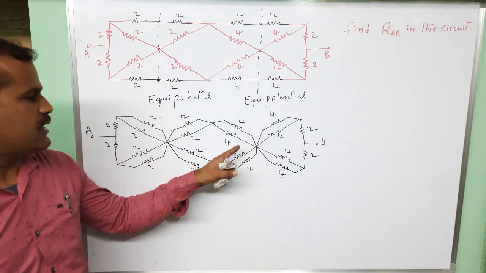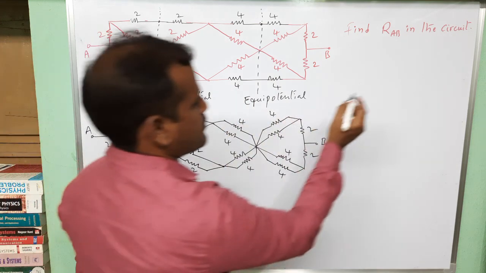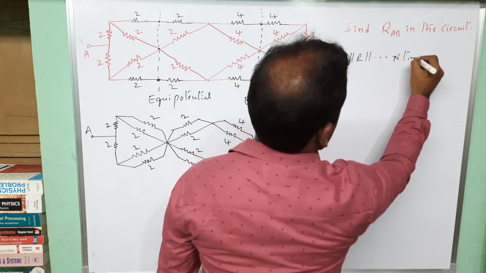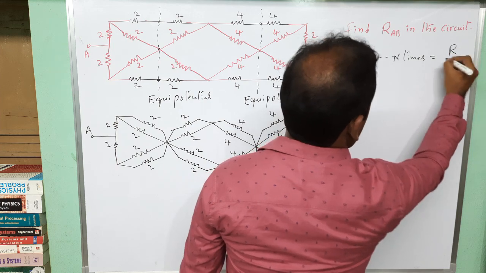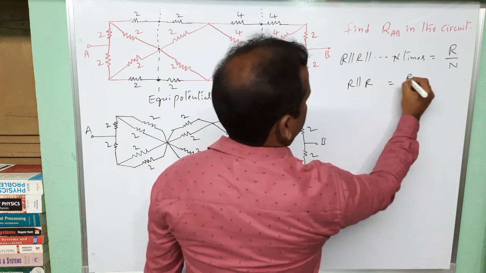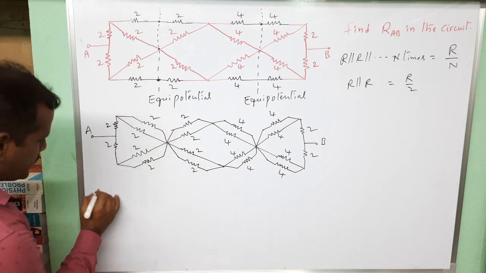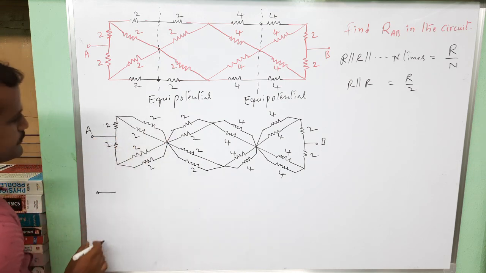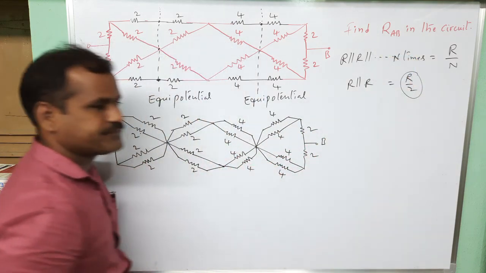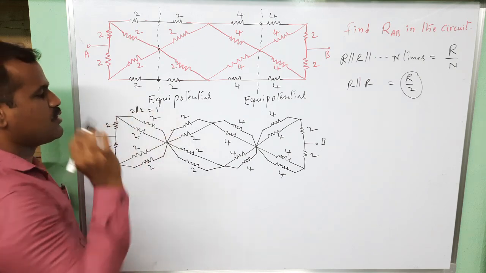Now the circuit is easy to simplify because all are series and parallel combinations. We should remember one point here. When R is in parallel with R n times, the equivalent resistance will be R divided by n. If R is parallel with R 2 times, it should be R by 2. Let us simplify this circuit. Here first 2 ohm, and this 2 ohm in parallel with 2 ohm means R by 2. So 2 parallel 2 means it should become 1 ohm resistance.